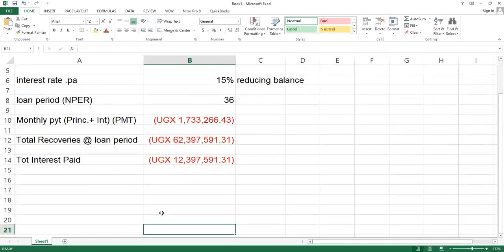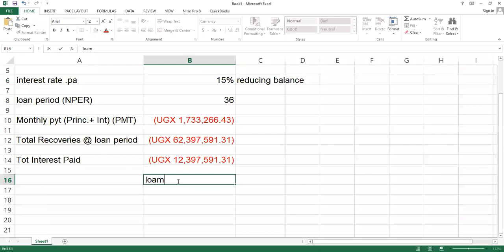So now, my loan amortization. So I can have my loan amortization schedule.